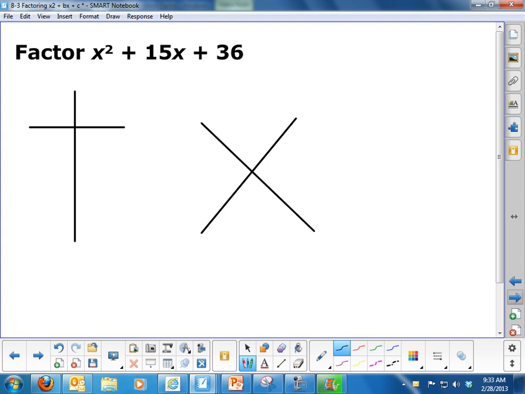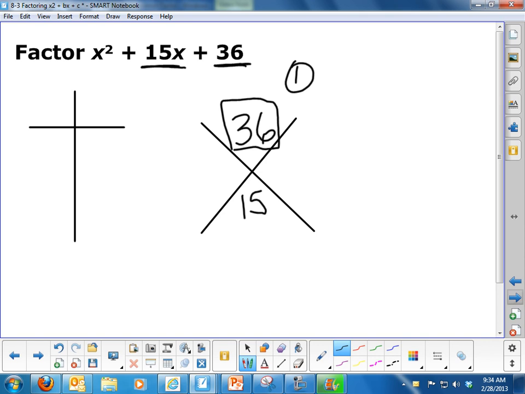The first thing I'm going to do is take my 36, and I know that that comes from multiplying the last two numbers, and I'm going to put it in the top because my product always goes on top. I'm going to take my 15, that's where my sum is, and I'm going to put my sum on the bottom of my x. So now I'm thinking, what two factors of 36, and I'm also looking at this digit that it's positive 36 and this is positive 15 because that's very important information. What two factors of positive 36 when added together give me 15?